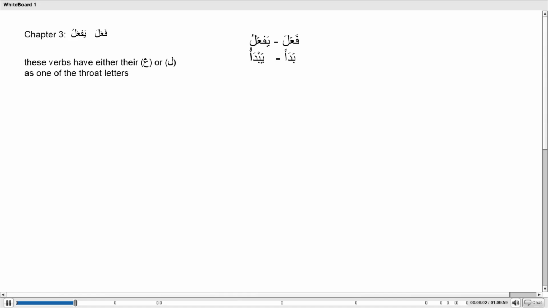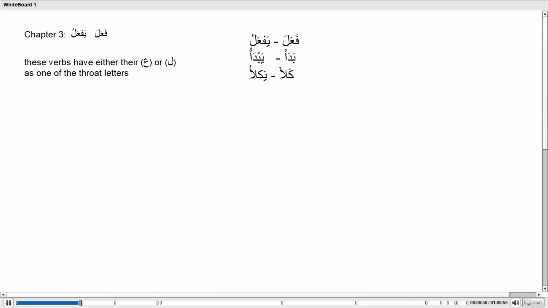طيب. We have also كلأ يكلأ. كلأ يكلأ means preserved or protected, as Allah subhanahu wa ta'ala said, قُلْ مَنْ يَكْلَأُكُمْ بِاللَّيْلِ وَالنَّهَارِ مِنَ الرَّحْمَنِ. يَكْلَأُكُمْ. Okay?